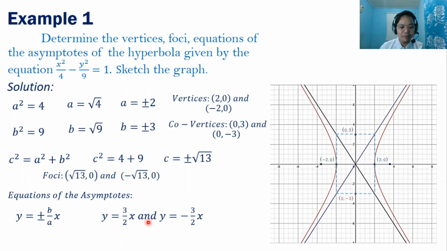So, we have positive, negative, we have two slopes or two equations of our asymptotes. This line has the positive slope. This line. So, the equation of this asymptote is y equals 3 over 2 x. Then, this one has the negative slope. That's why its equation is y equals negative 3 over 2 x.